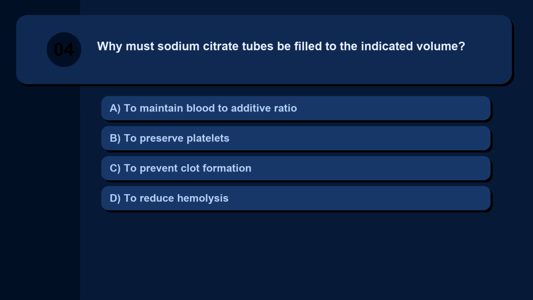Coagulation testing depends on an exact blood-to-anticoagulant ratio. Underfilling creates excess citrate, falsely prolonging PT/INR values. Overfilling causes inadequate anticoagulation.